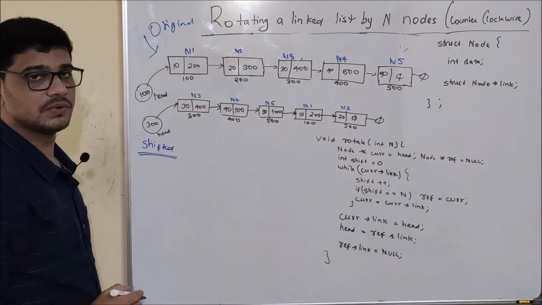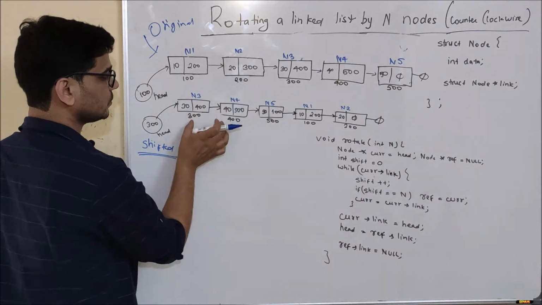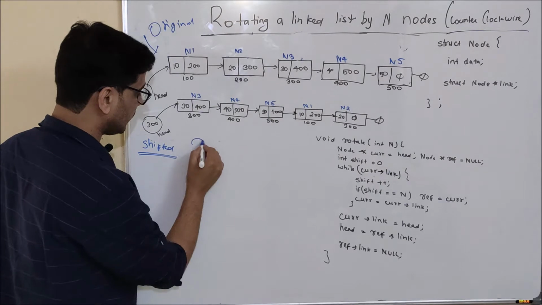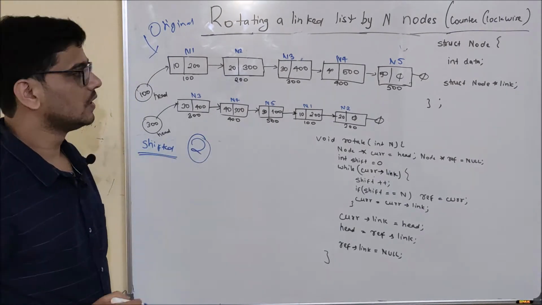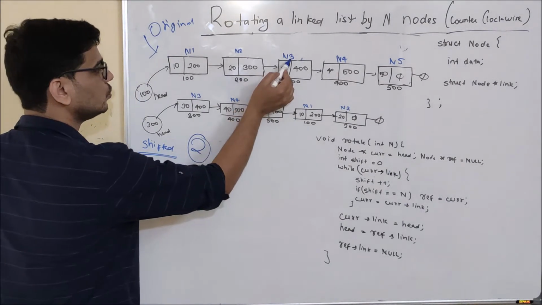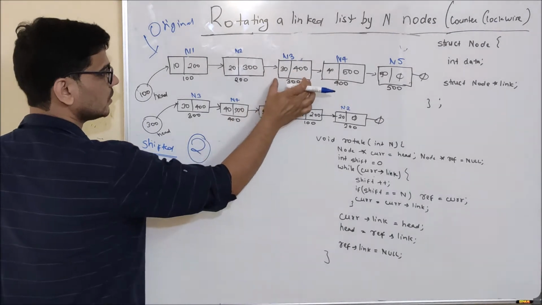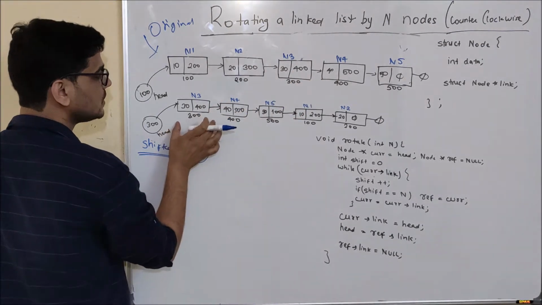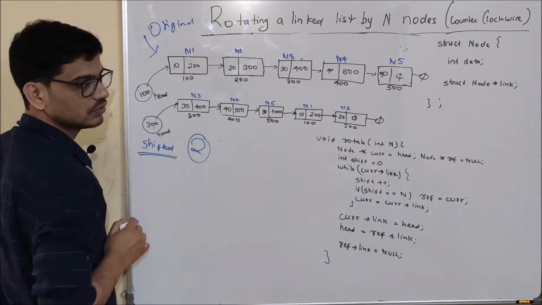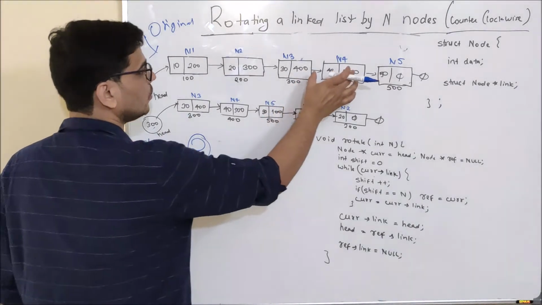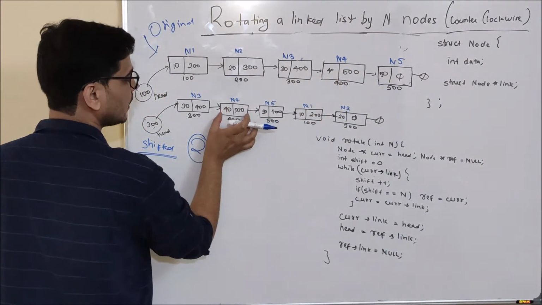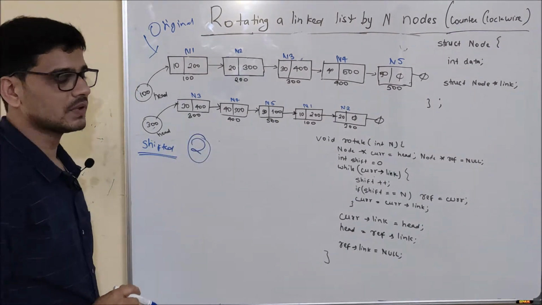And how many shifts have we given to this particular linked list to form this one? We have given it a 2 node shift. If you notice, node 3, that is this particular node, is the third node here, and in this linked list node 3 is the first node. Similarly, node 4 is the fourth node here and node 4 is the second node here.